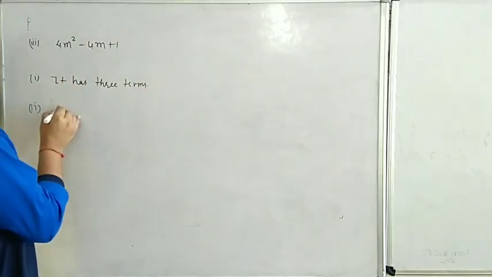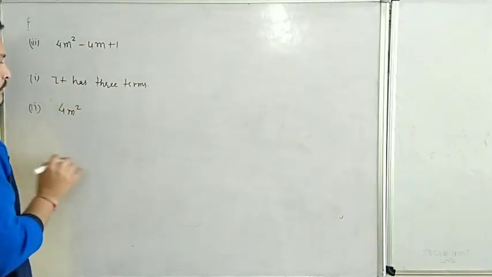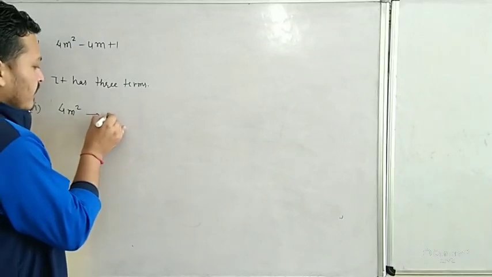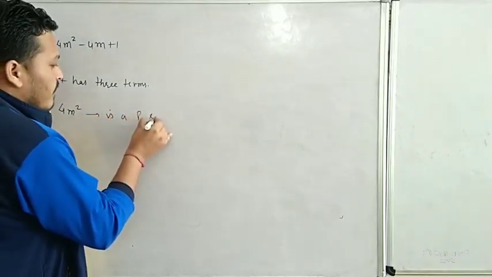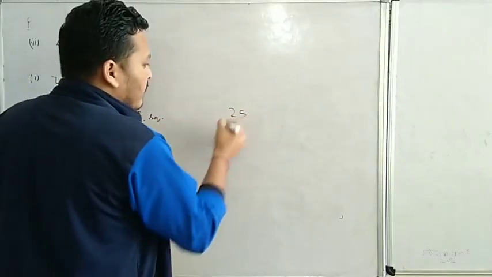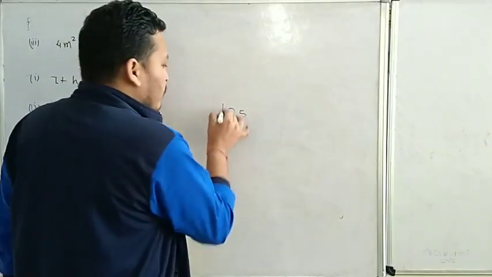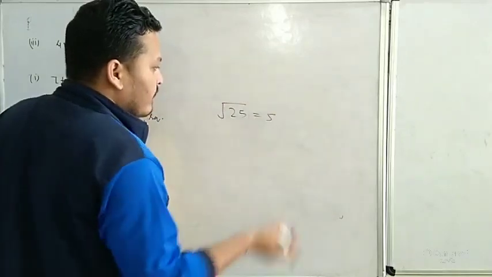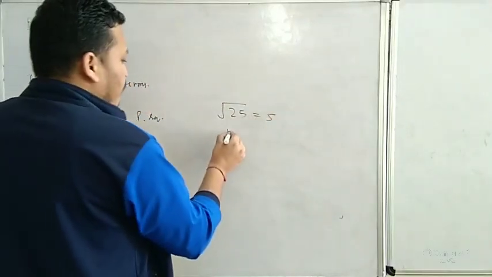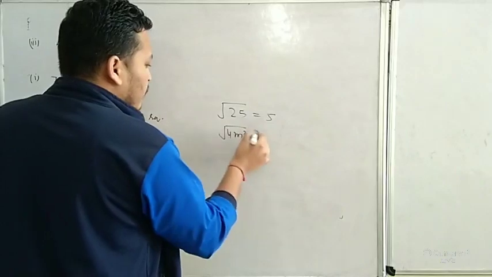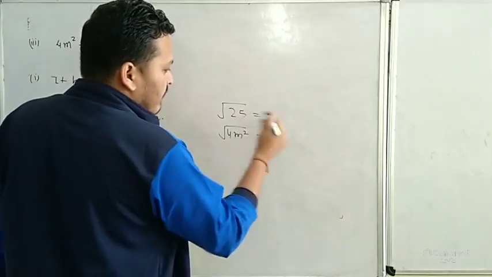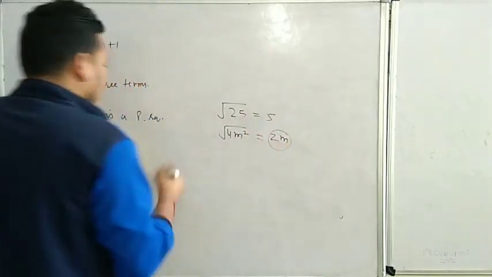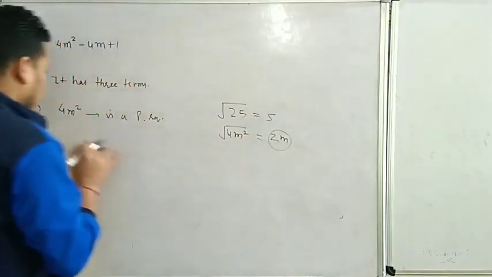Okay, so look at the first term, 4m square. 4m square is a perfect square, because, for example, 25 is a perfect square. Why? Because the square root of 25 is 5. The square root is cancelled and we get a whole number. Same here, 4m square, find its square root. The square root of 4m square is 2m. So 4m square is a perfect square.